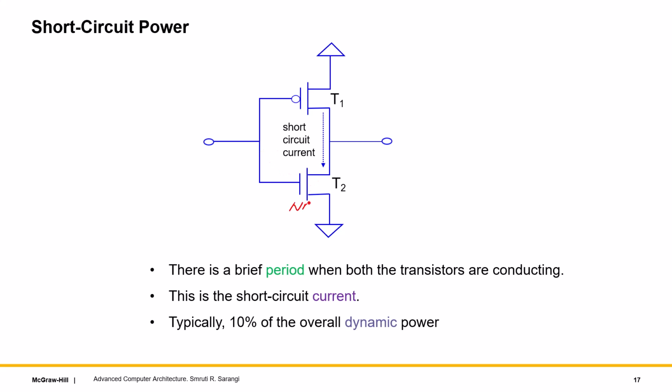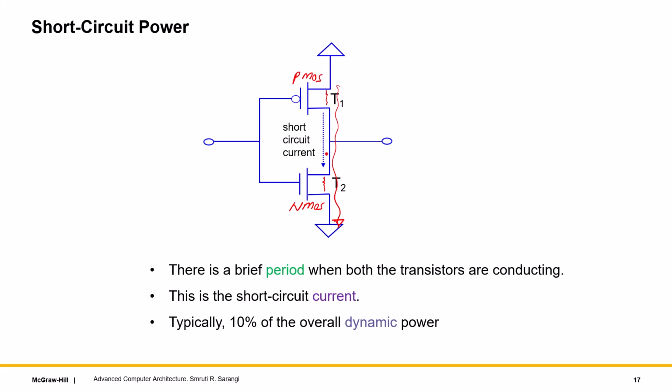This is the circuit diagram of an inverter. You can clearly see the NMOS transistor over here, and the PMOS transistor over here. There is a very brief period when both the transistors are conducting, when you are switching from 0 to 1 or 1 to 0. During this brief period, there is a current that flows like this. This is known as the short circuit current. Whenever there is a flow of current, it is flowing through these implicit resistances, and there is a heat loss. This heat loss is known as short circuit power.